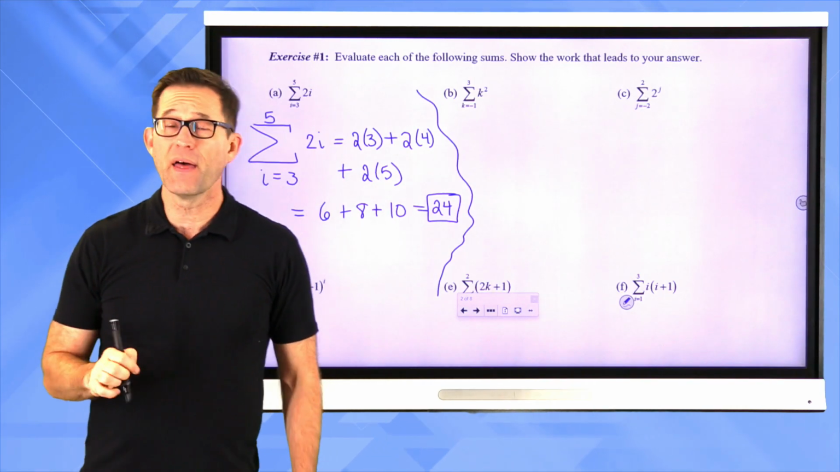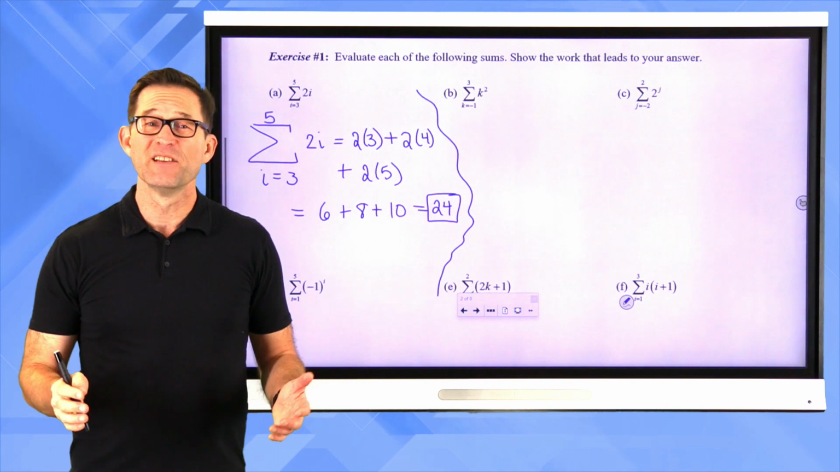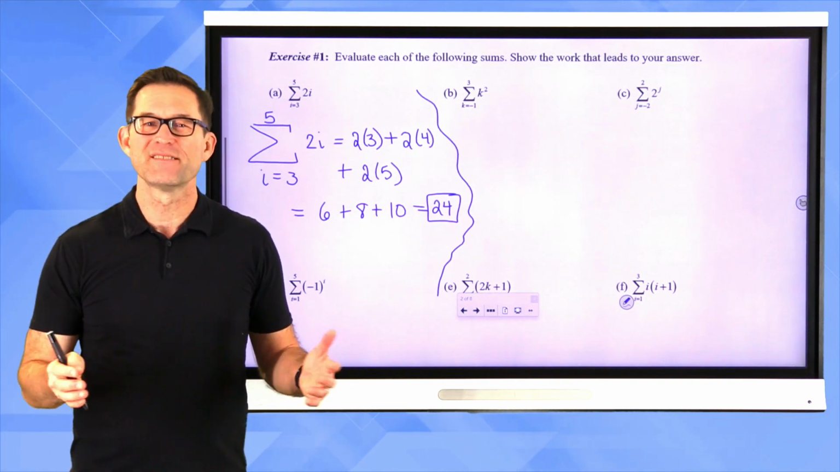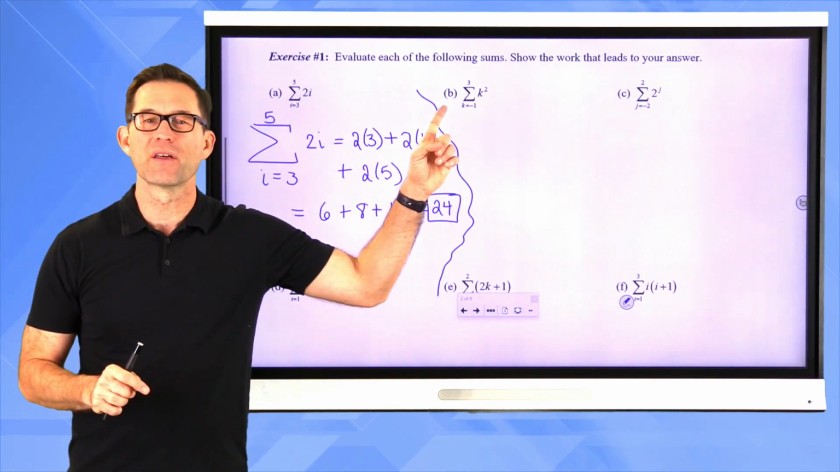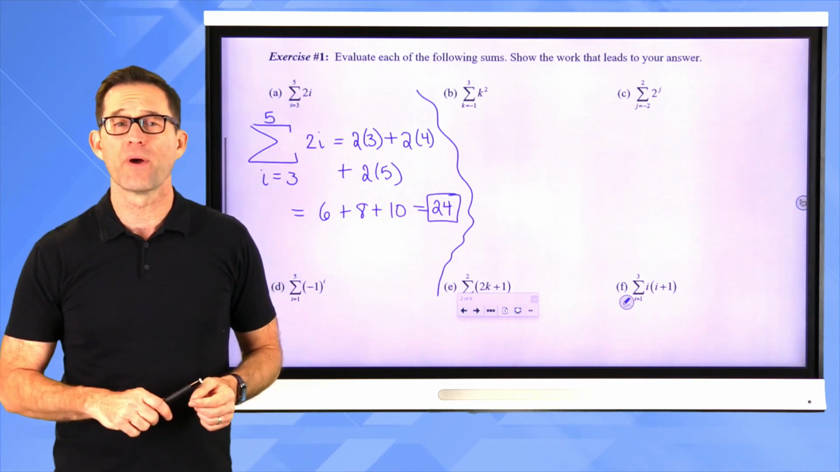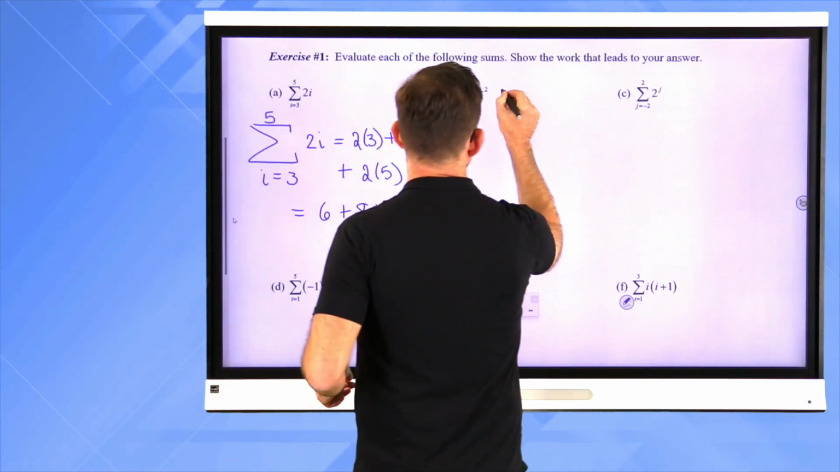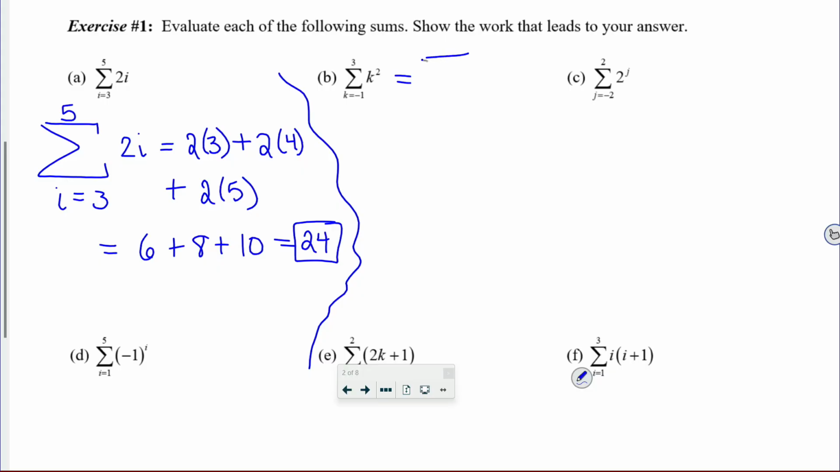All right, and that's really it. But let's do another one together, because again, these things can be awfully confusing. Let's take a look at letter B, where I will again write it a little bit larger on the board, so that you can see it. Here we're going to have our index variable, which is k, start at -1 and go to 3. And we're going to sum k squared.